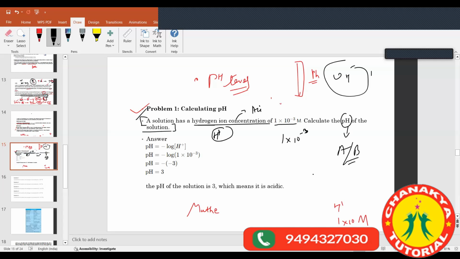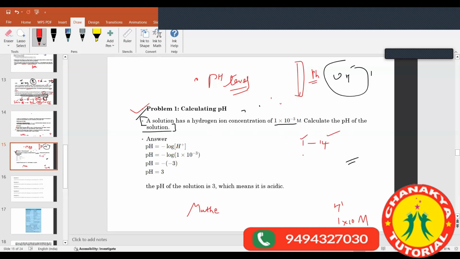Ma'am, I didn't understand. Okay, I'll go slow. See here, we have the pH paper. We know, Bhumi, I'm telling you, we have a pH paper. The pH paper ranges from 1 to 14. We have values from 1 to 14.